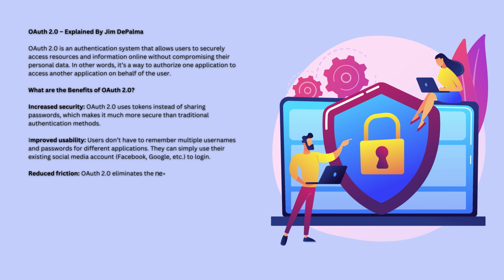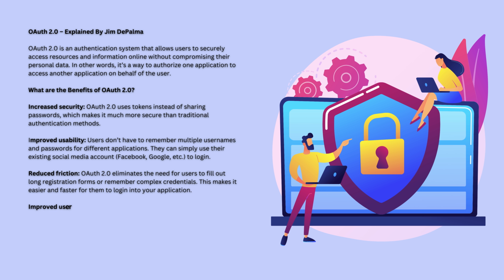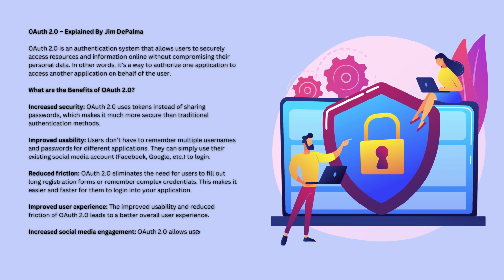Reduced friction. OAuth 2.0 eliminates the need for users to fill out long registration forms or remember complex credentials. This makes it easier and faster for them to log into your application. Improved user experience. The improved usability and reduced friction of OAuth 2.0 leads to a better overall user experience. Increased social media engagement. OAuth 2.0 allows users to log in with their existing social media accounts, which can lead to increased engagement and activity on your website or application.